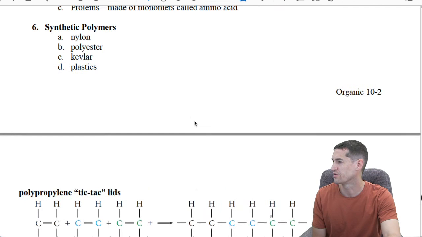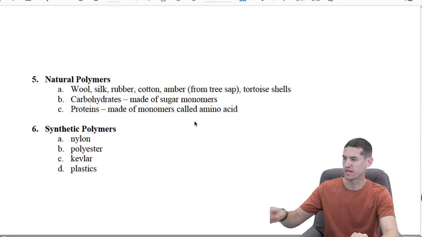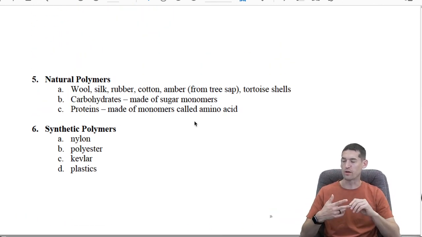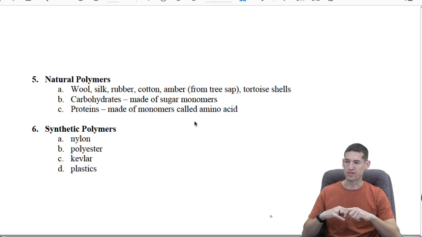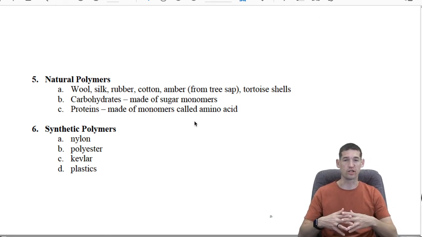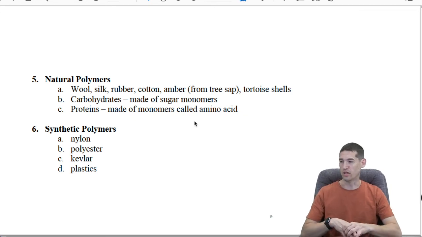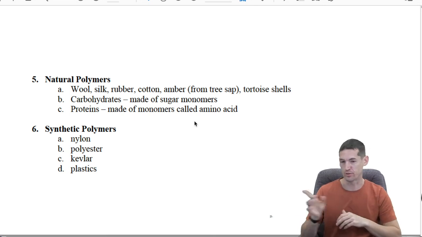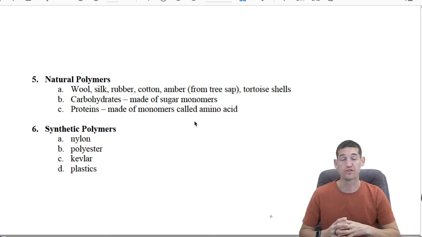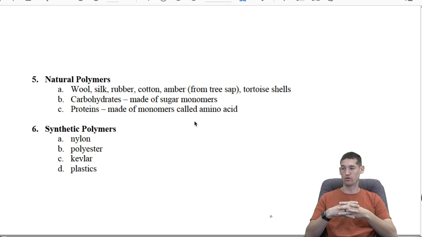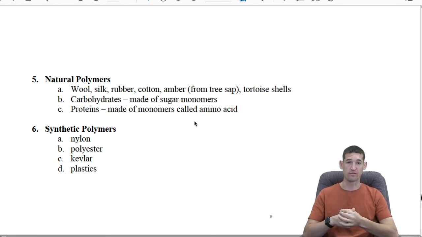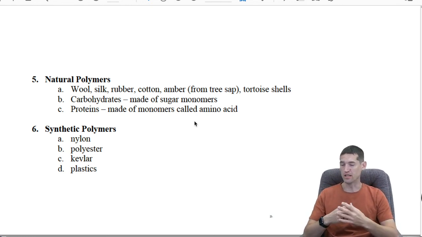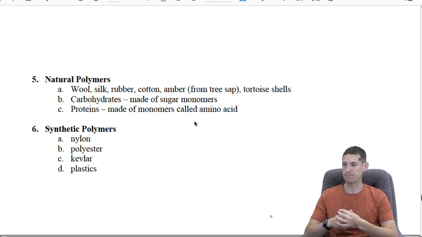And I think there was some too on this page. Wool, silk, rubber, cotton, amber from tree sap, tortoise shells. Those are all naturally occurring, like found in nature polymers. As well as the carbohydrates and the proteins. Now, some common synthetic ones that you should know are nylon. That's a common fabric that we use for elastics and some clothing and things like that. Polyester we've talked about, that's in a lot of really durable fabrics.